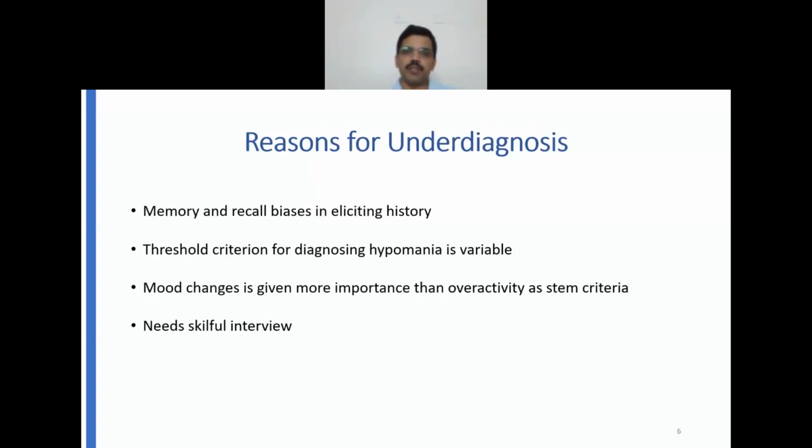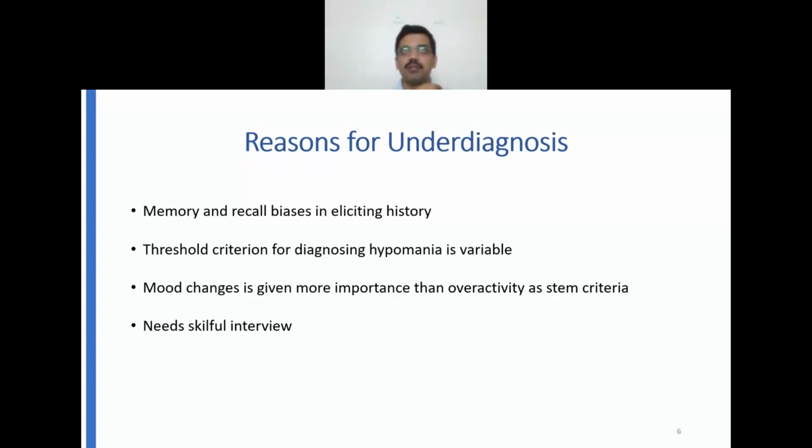Essentially, eliciting a diagnosis of bipolar depression depends on the key element: from the patient or from the informant, we should be able to get a clear account of an episode of mania or hypomania in the history. There lies a problem, where there can be memory or recall biases in eliciting the history. Number two is when we probe the history, we throw more light on trying to find out the mood changes. So we give mood changes more importance than getting the history of overactivity as a core criterion.